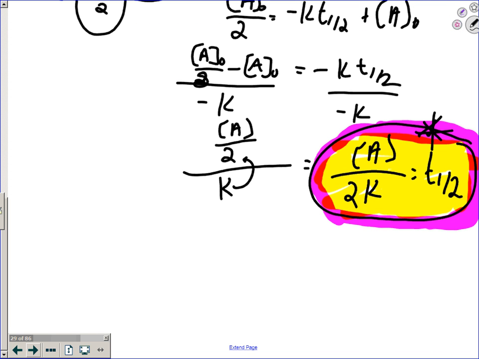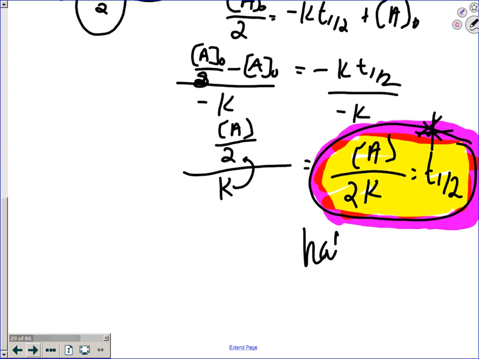And then I took this information and I manipulated it just a little bit more. Notice that this was, what's 1/2 minus 1? Negative 1/2, so negative 1/2 A over negative K. So I just basically took the negatives out and made it 1/2 of A over K. But since K is in the denominator, the 2 and the K will just come together as a denominator to make this, the highlighted thing you're supposed to be writing down. So this is the half-life equation for a zero order reaction.